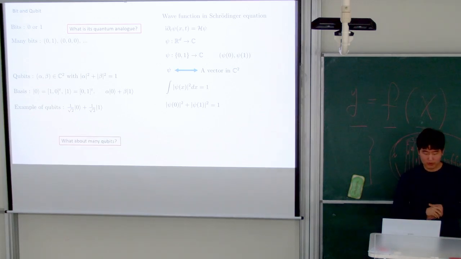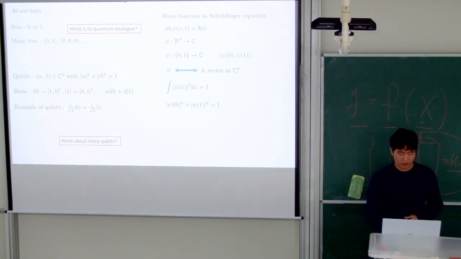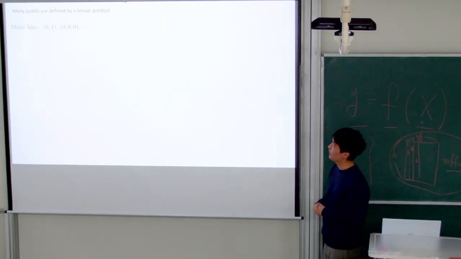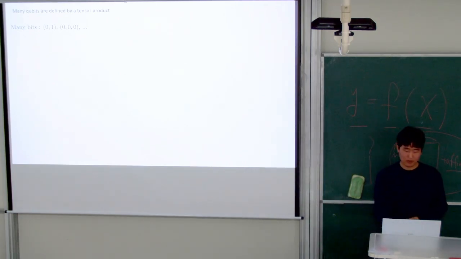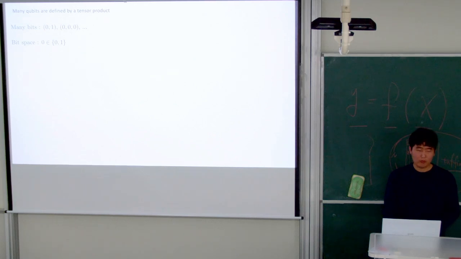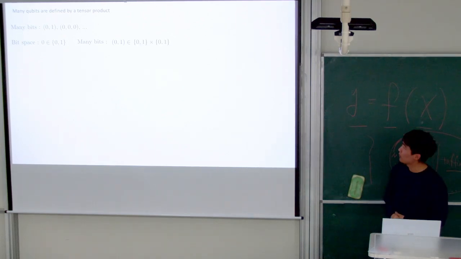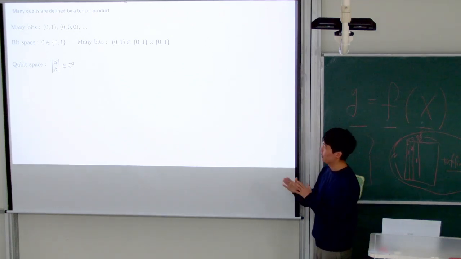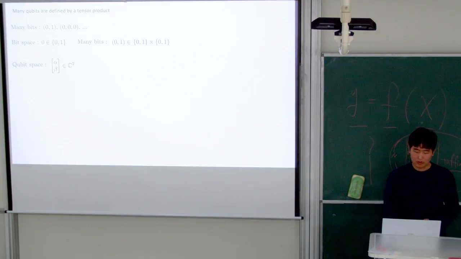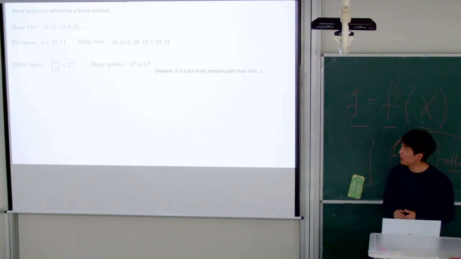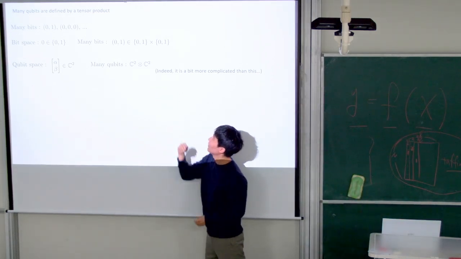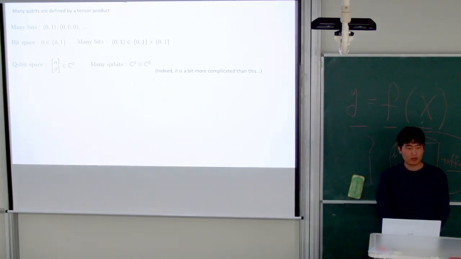But what about many qubits? It's a different story. Let's study this. Many bits are a series of bits. You can just write it like that. In terms of the space, a single bit belongs to this set, and many bits, for instance 2 bits, belong to its product space. Although we have a restriction, a qubit belongs to C2. Then many qubits belong to the following space, what is called the tensor product. I will explain this.